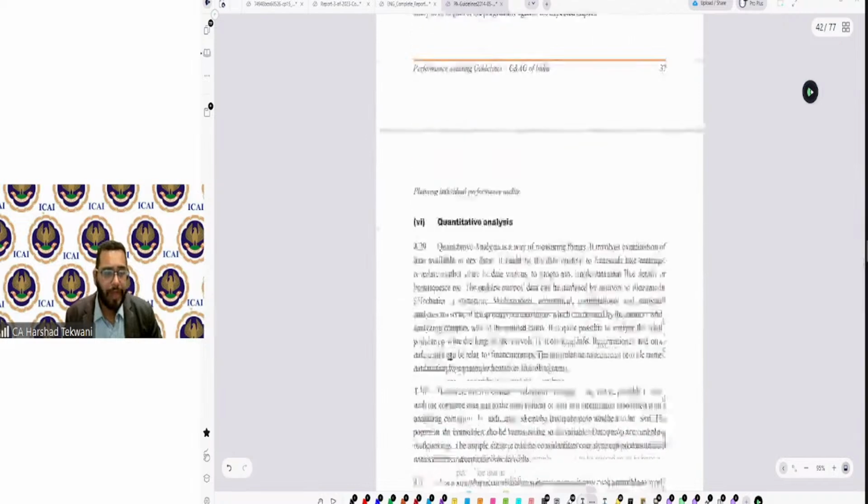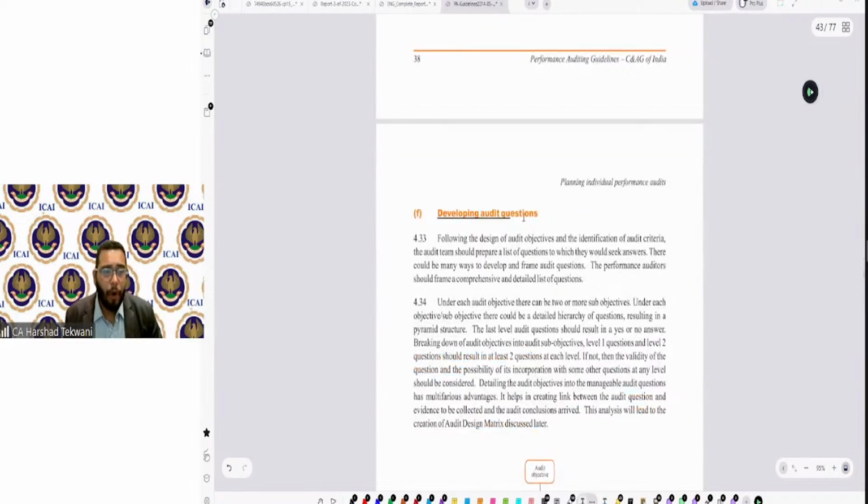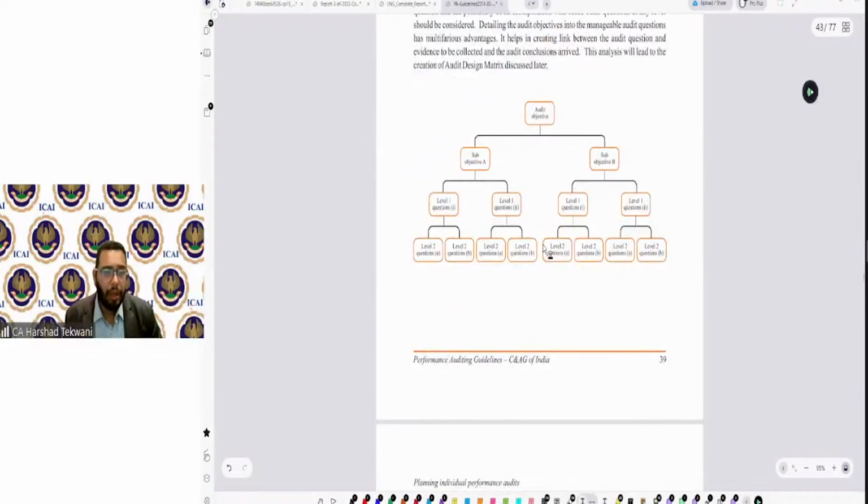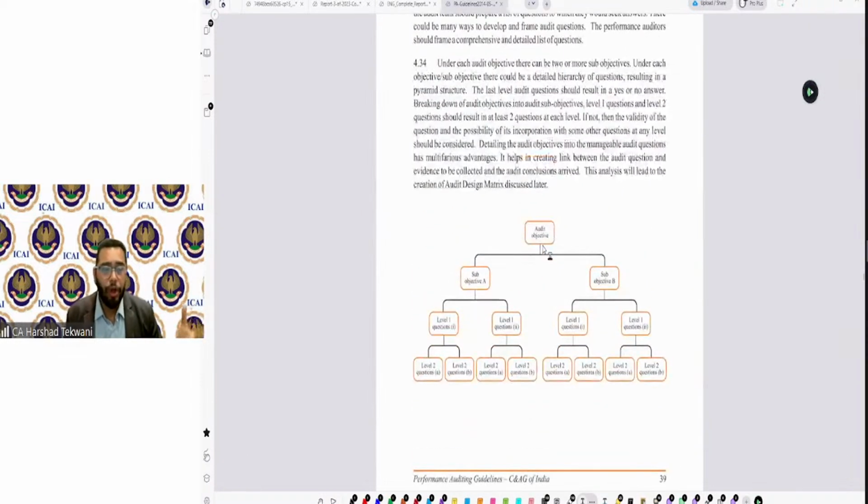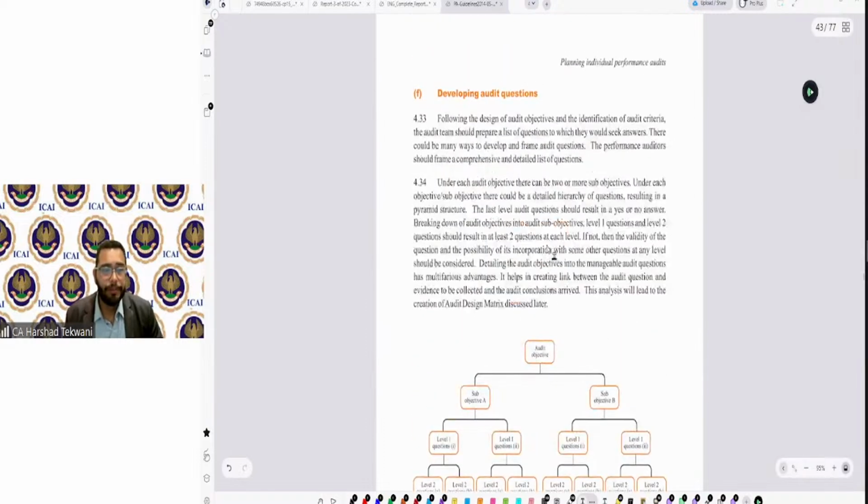Then you need to develop audit questions. A top-down approach should be followed. This is my objective, so to satisfy this objective, what should the sub-objectives be? If these are the sub-objectives, what questions should I ask to satisfy them? And to answer these questions, what further questions do I need to ask? A top-down approach should be followed to develop audit questions.